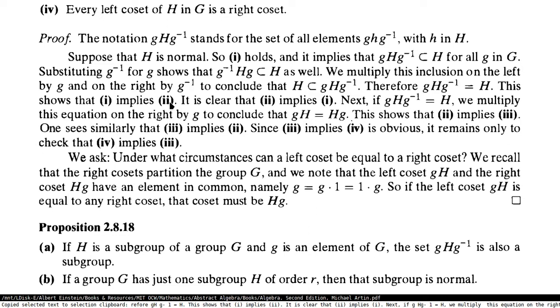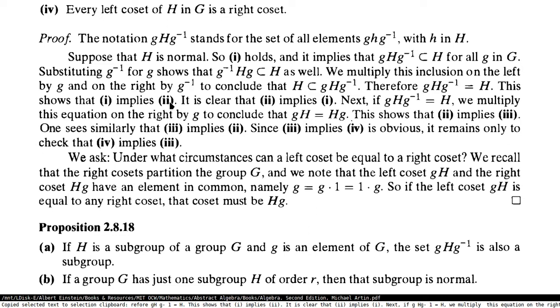So if you have any equality between the left coset and any other right coset, that right coset has to be Hg itself. Right? So in this manner, every left coset of H is actually a right coset. Okay, so these propositions are pretty much trivial. You just have to go through the details and prove them.